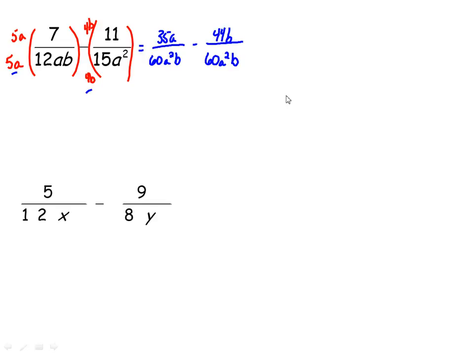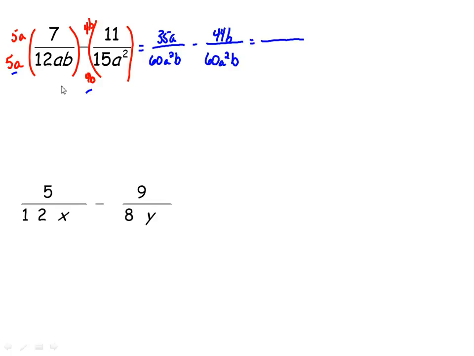How many? You have to multiply 12 by 5 in order to go to 60. 12 times 5 is going to give you 60. And then 15 times 4 is going to give you 60. Okay, so now we have a common denominator.